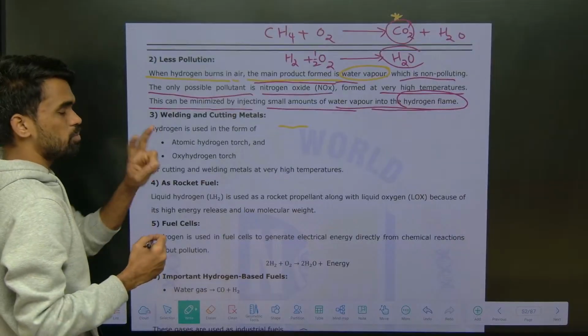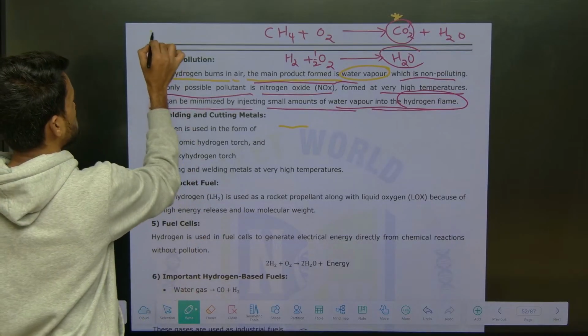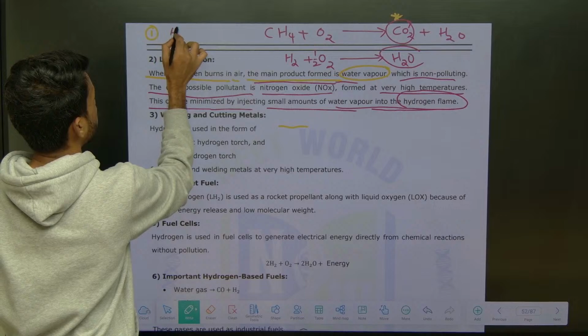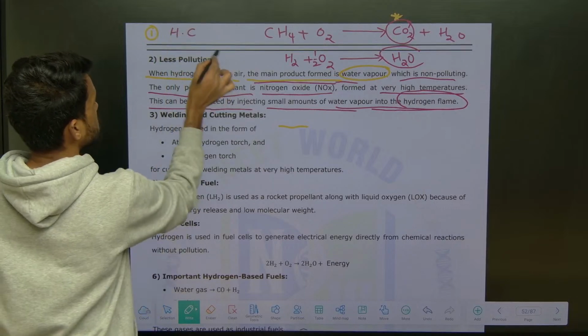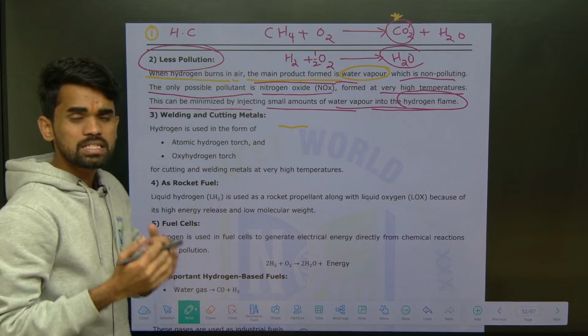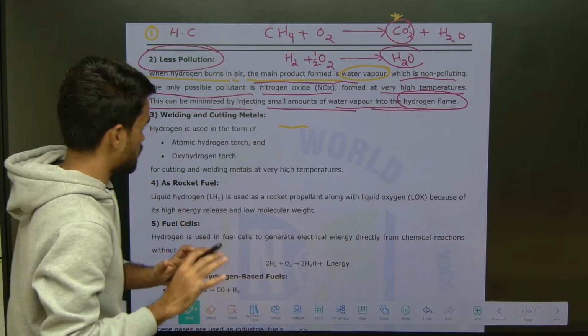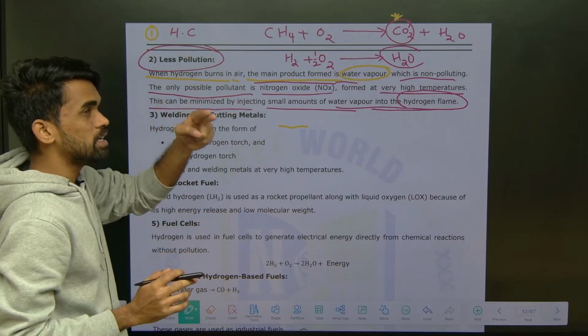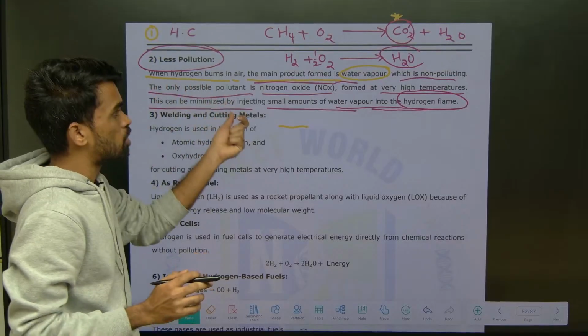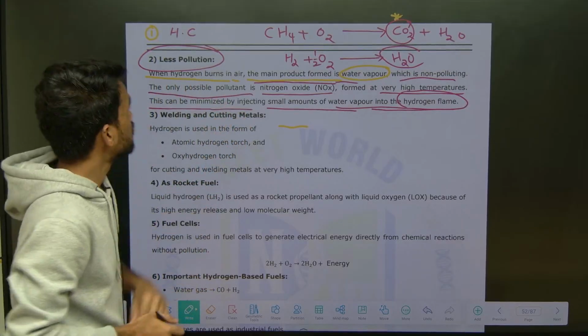So you just need to remember only two things. Hydrogen, the first point is what? It has a high heat of combustion. Second point is what? Less pollution. These are the two points. That's it. Just remember those headings, then whatever the theoretical part is, that will be there in your mind when you see these names.